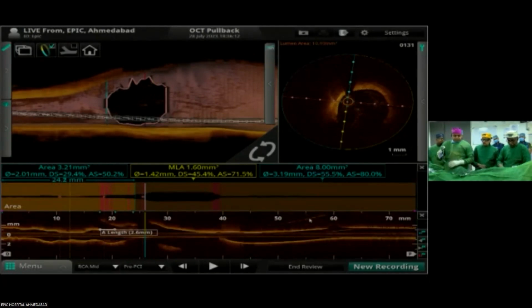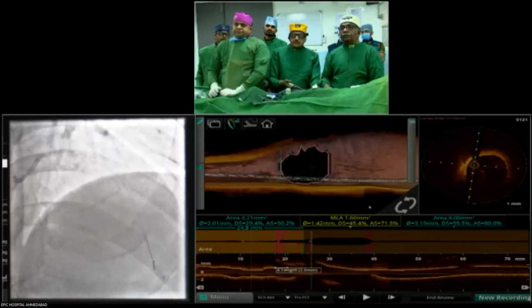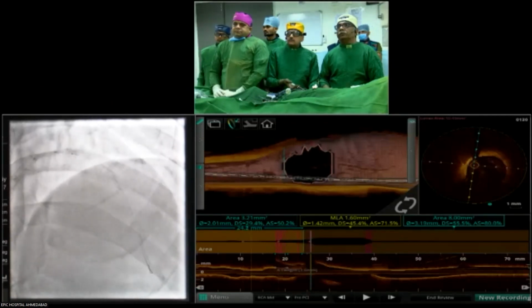So what size Wolverine are you going to take? 3x10. And till what atmospheres will you go? Oh, we will probably go up to 8, maybe up to 12, not more than that. What is the size on OCT? It's around 3.2. EL to EL is 3.2.